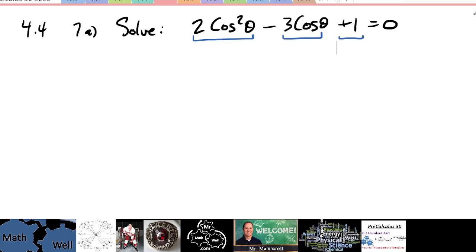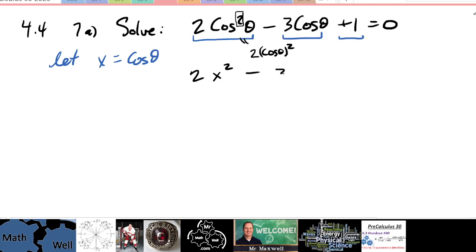Okay. All right, so what you need to recognize is that this is a quadratic form, which means that if we let x equal cos theta, then what we would actually have here is 2x squared. Because remember, this is the same as 2 cos theta, all squared like that, right? So it's like 2x squared minus 3x plus 1 equals 0. So that looks a little bit more familiar. And substituting is wise, even if you don't need to substitute, but this is a bit easier.